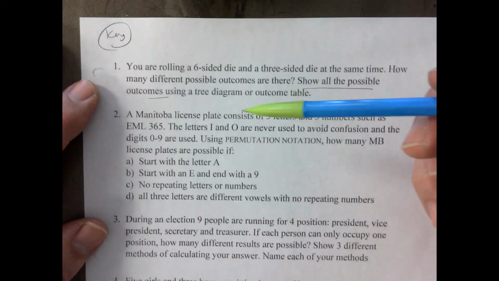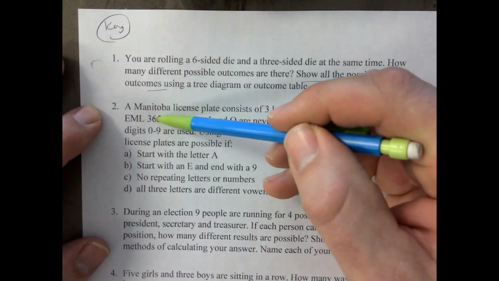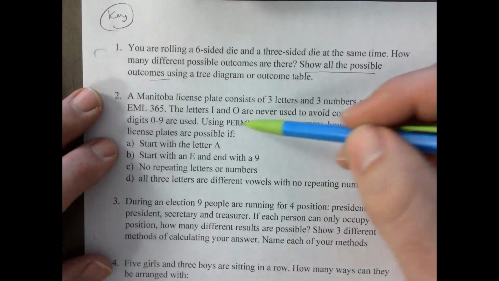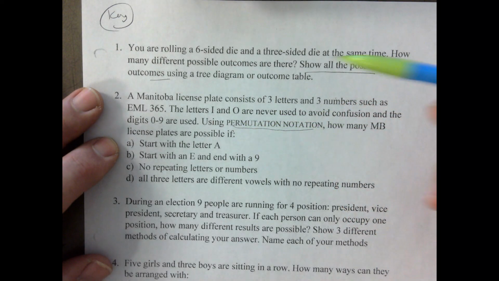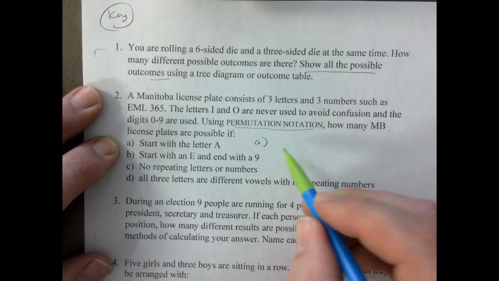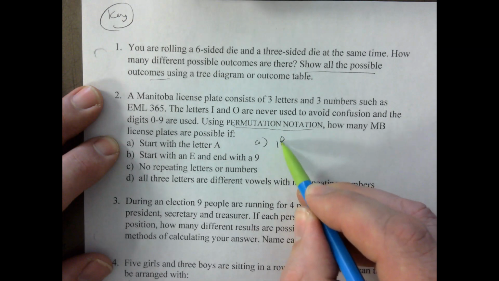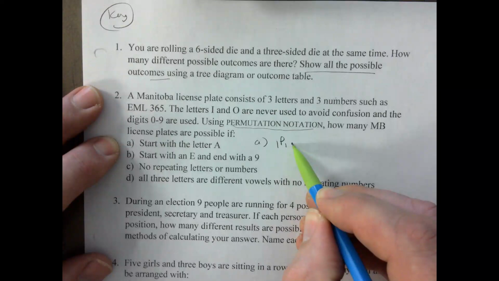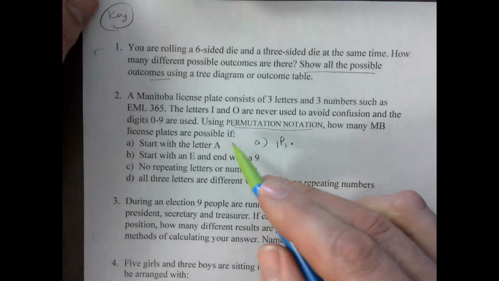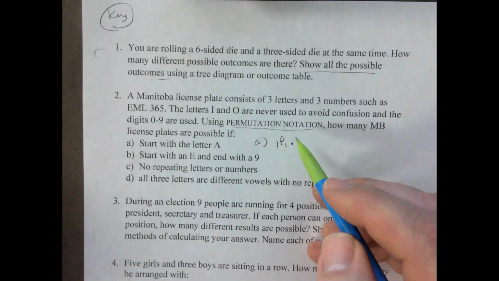Question number 2, license plates, letters, numbers, just like that. I and O are removed. So ideally permutation notation, but it doesn't matter. So if you start with a letter A, technically you would go 1 pick 1 times. Then it says that repetition is okay, right? Like we're assuming.